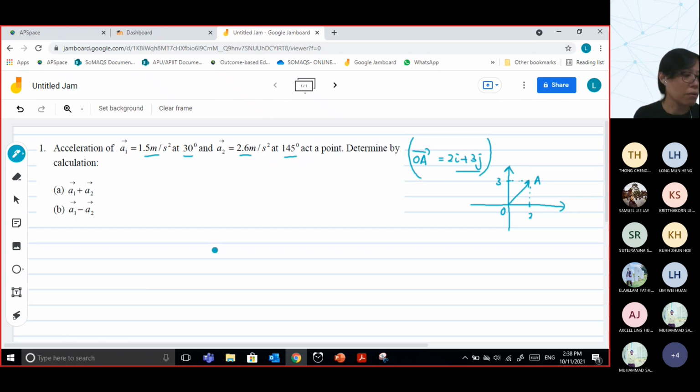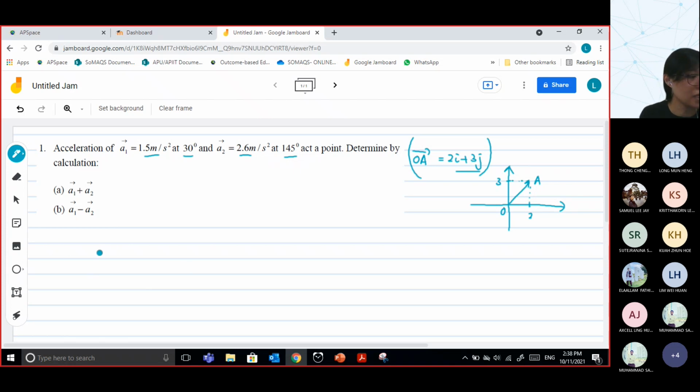Okay, so let me show you for number 1. I'm not sure how you are actually solving this, so let me show you how I solve the first one. When it comes to vectors, most of the questions we are going to solve by using the horizontal component and also the vertical component, okay?